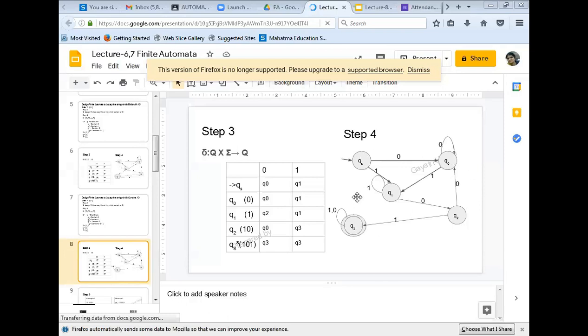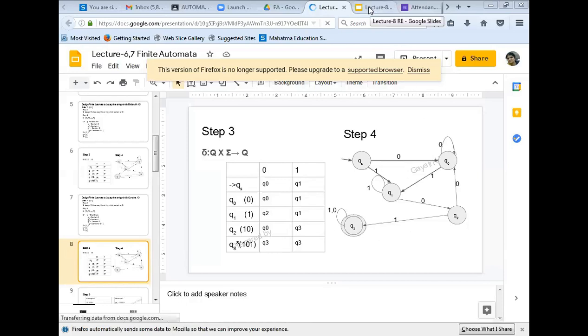I hope you are understanding. So we know exactly that Q1 on 0 is going to only Q2. Q2 on 1 is going to Q3. If we see the state table, every state on a given input goes to only one state. That is, the transition is deterministic. If I give any state at any input, we know the next state. We know exactly it is going to this state.